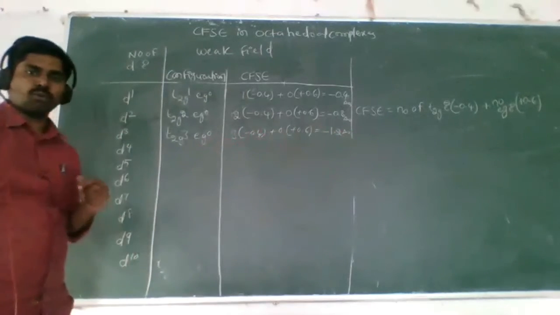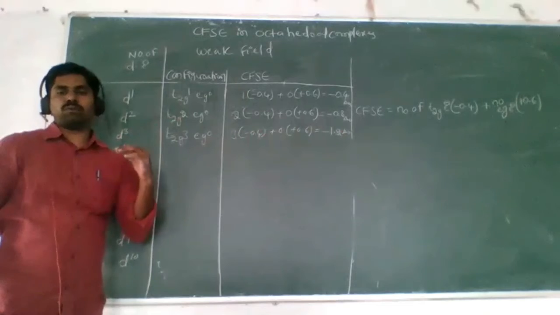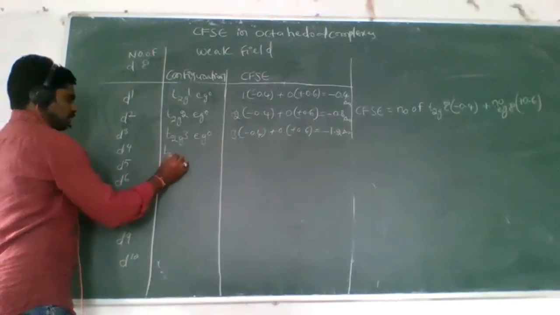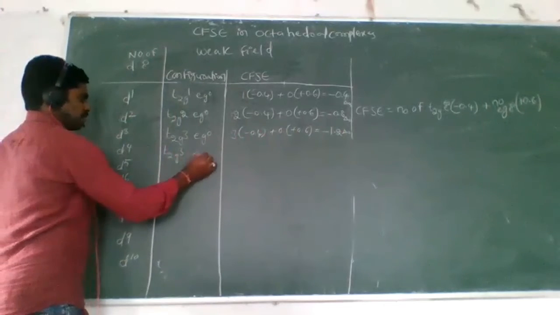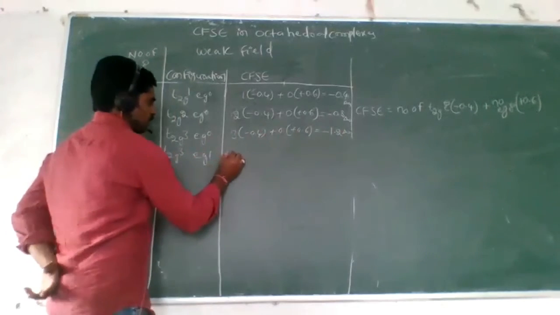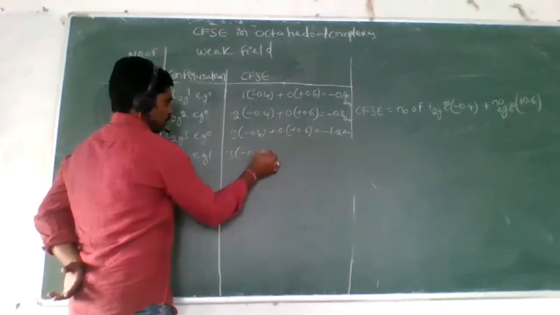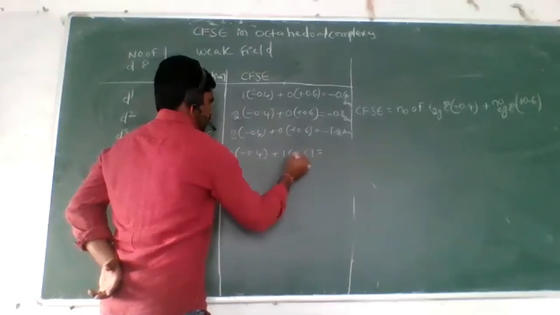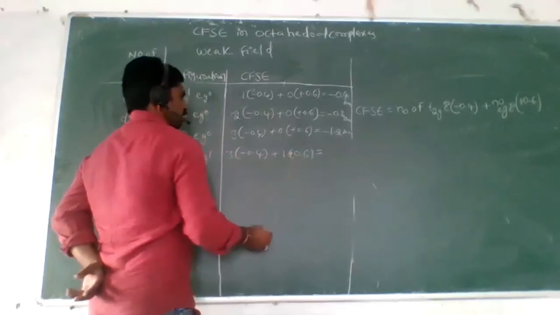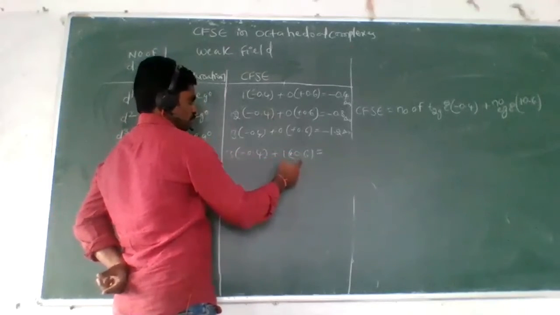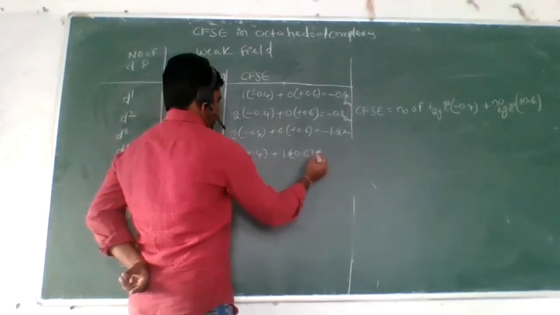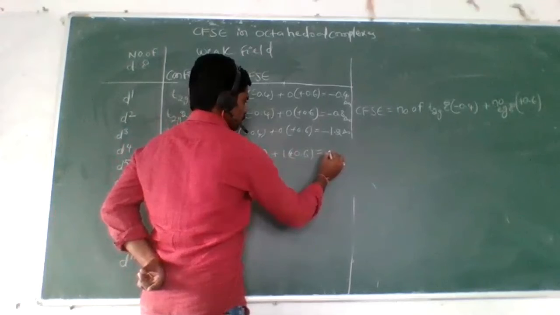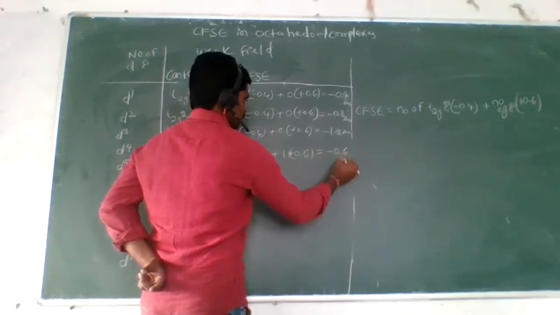Now look here, in the weak field the fourth electron is entering the eg. Now see the configuration t2g3 eg1. So 3 into minus 0.4 plus 1 into 0.6, this is a plus 6 now, right? 12 minus 6, 6 now remains. So minus 0.6 delta naught.